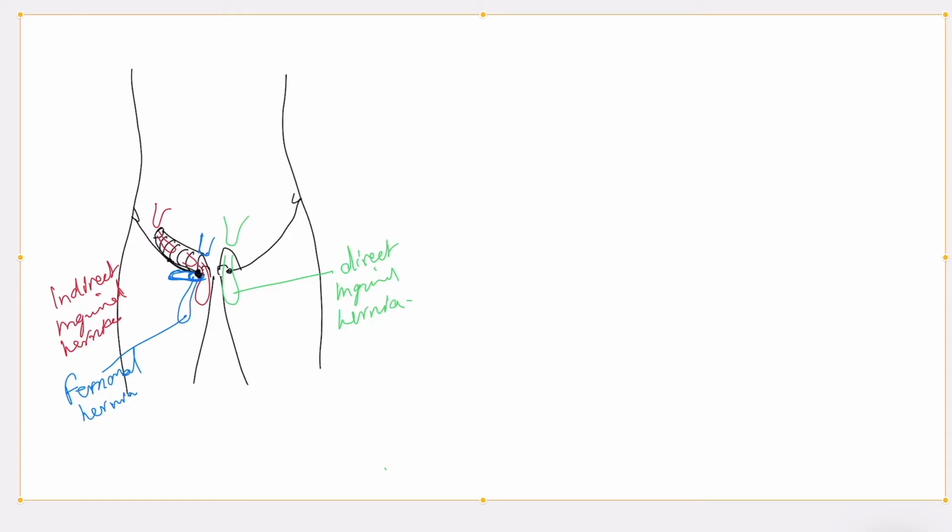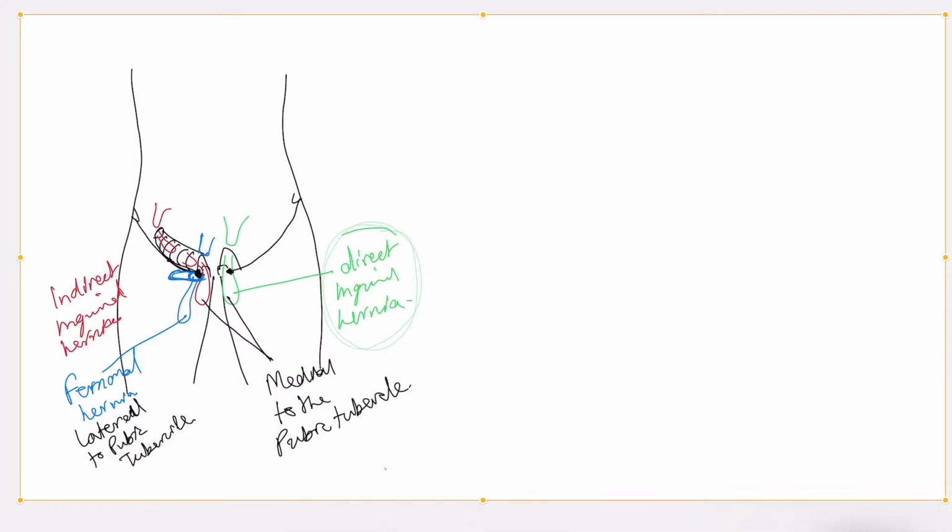This is pubic tubercle. Remember that femoral hernia, you can palpate lateral to the pubic tubercle, and direct or indirect, both of them will be palpated medial to the pubic tubercle. Now, talking about this direct inguinal hernia, because direct inguinal hernia has been subdivided into medial and lateral types. If that's what your question is about, let's draw here in detail.